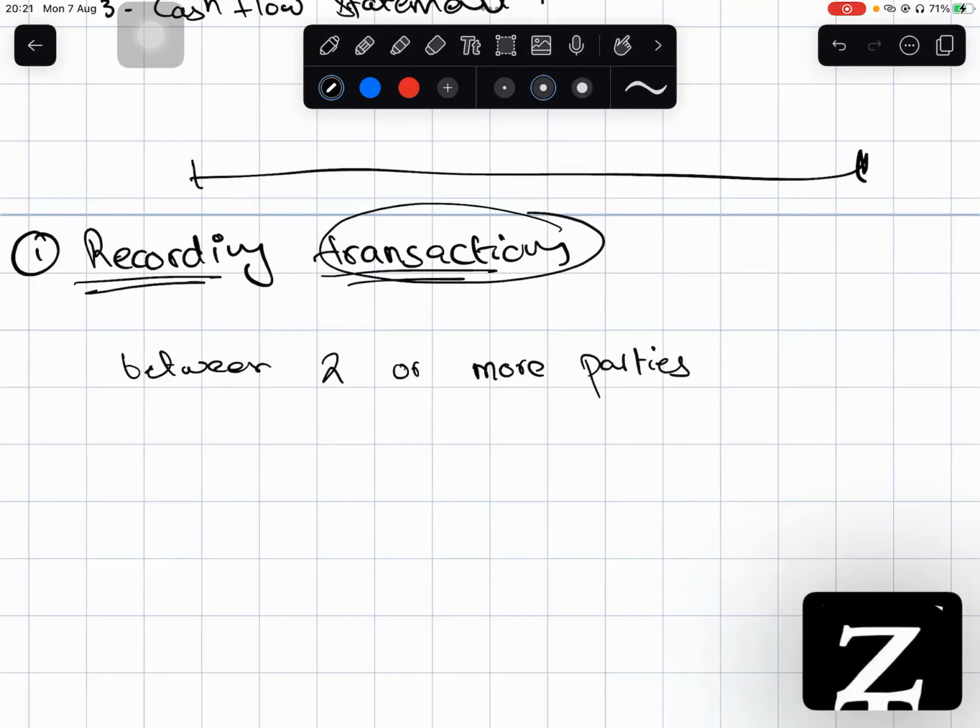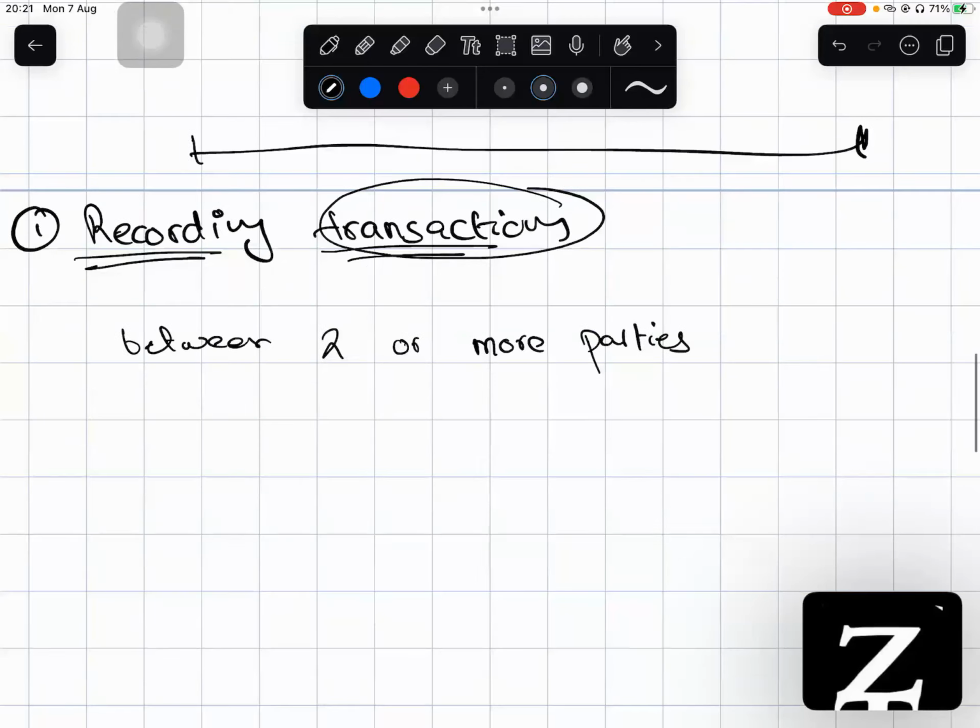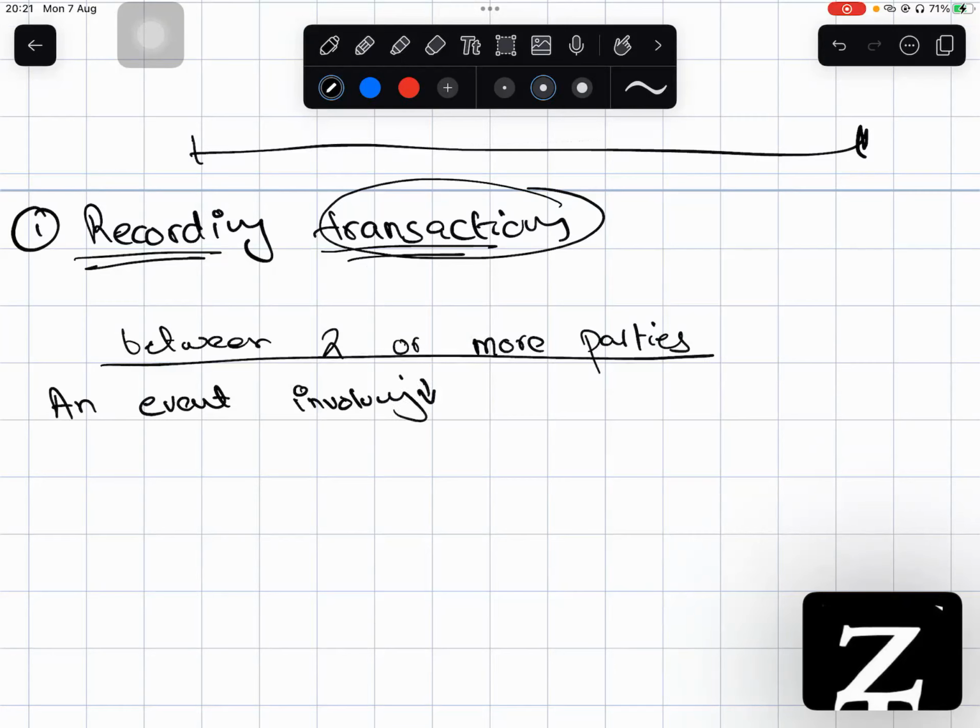Like for example, an asset is owned by 2 different companies, right? 50-50%. And then a third party comes on to buy that asset from those 2 companies. Now there will be more than 2 parties involved, but at least there are usually 2 parties involved, right? And it's basically an event involving 2 or more parties, right?